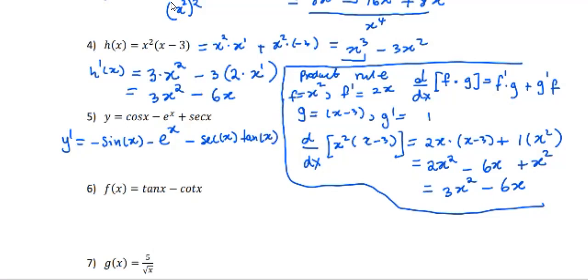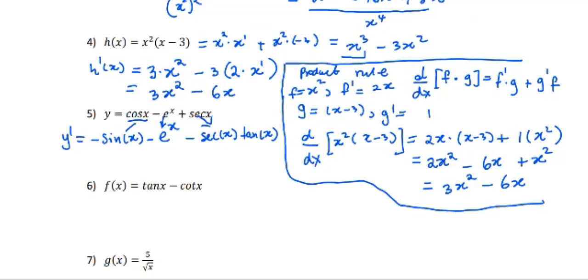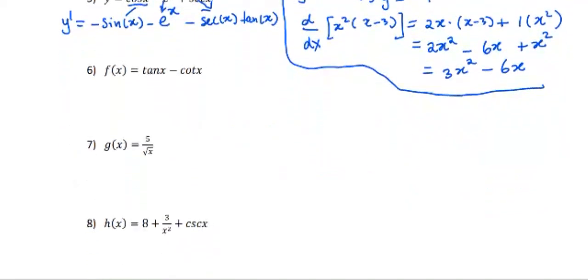So this is not about technique as much as just remembering what the derivative of cos of x is, and it's that. The derivative of this is that. The derivative of this is that. Okay. And then we go on to number 6.